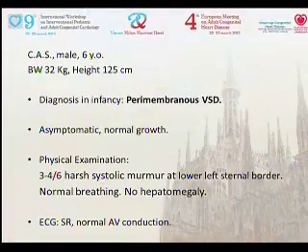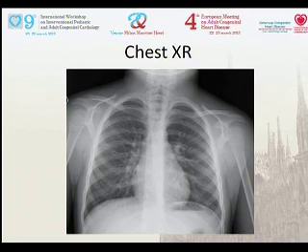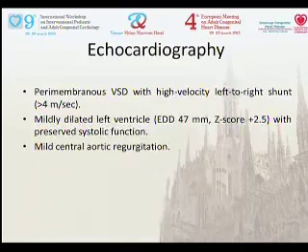So this is a 6-year-old boy with a weight of 32 kilos and a diagnosis since infancy of a perimembranous VSD, completely asymptomatic with normal growth. He's got a harsh murmur, no signs of heart failure. The chest X-ray shows a normal-sized heart, basically, but on echo, next, please.